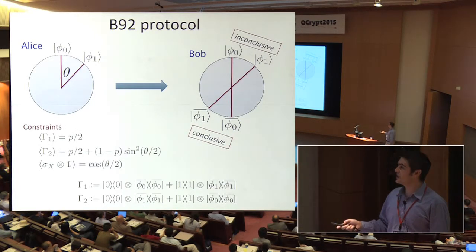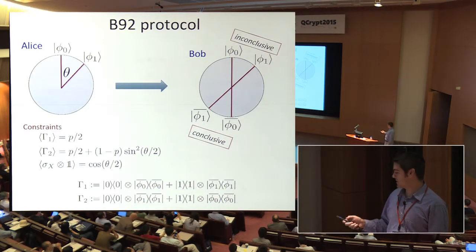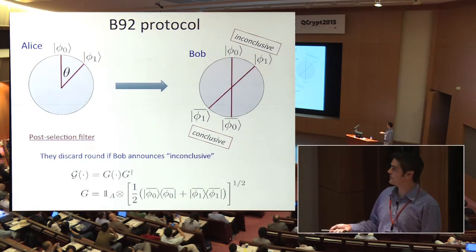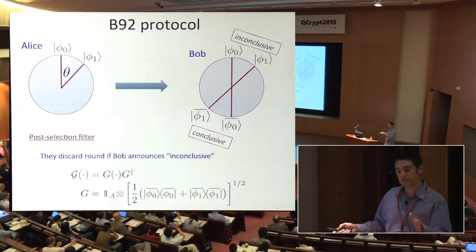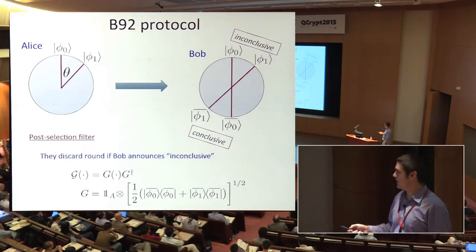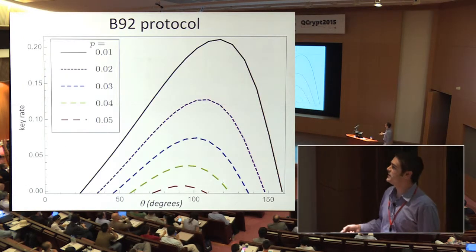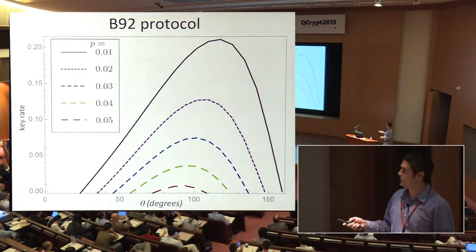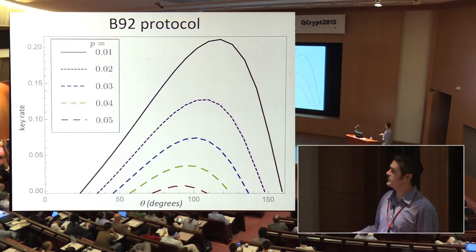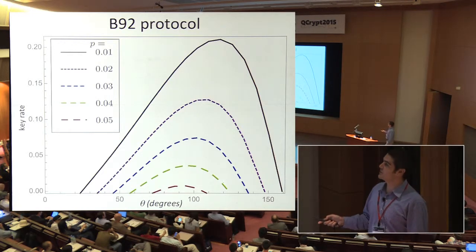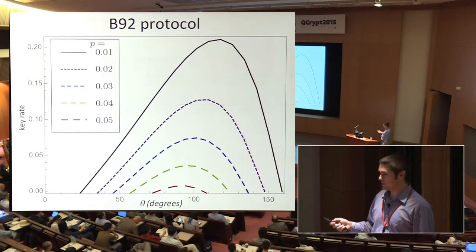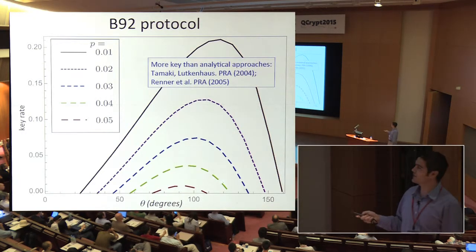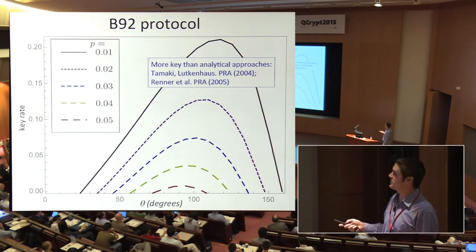We could write down a set of constraints. This constraint helps to fix the form of rho A, as I mentioned previously. And likewise, I have to specify the post-selection filter. But once I fix the post-selection filter and the constraints, then I get key rates. So this is the result of our numerics. And what's nice is that we get the dependence on theta, as well as the dependence on the noise, P, the depolarizing noise. I'll just remark that our results compare favorably to the literature. We get higher key rates than previous analytical approaches here.